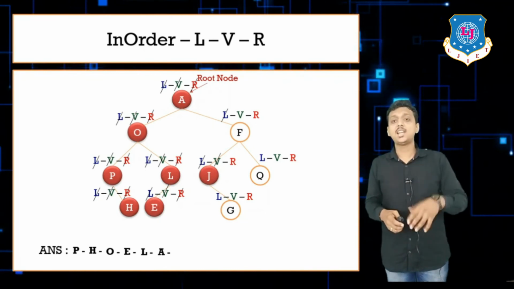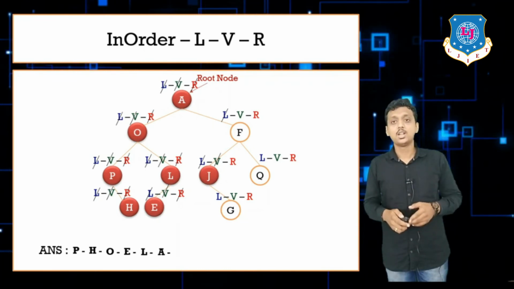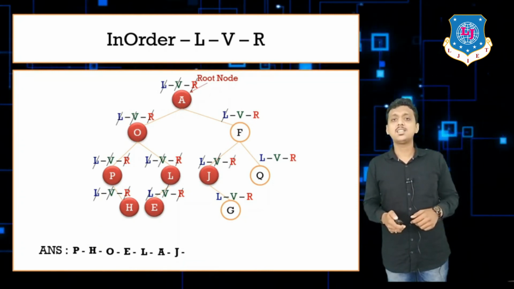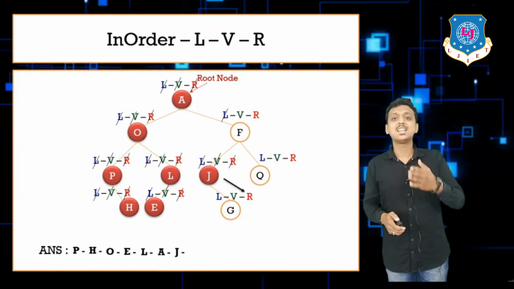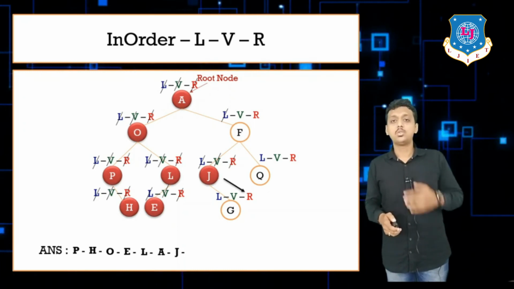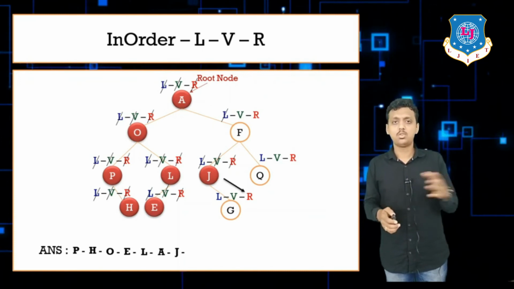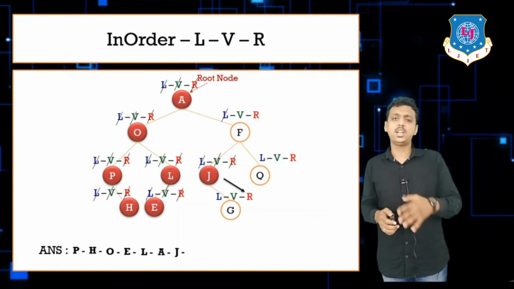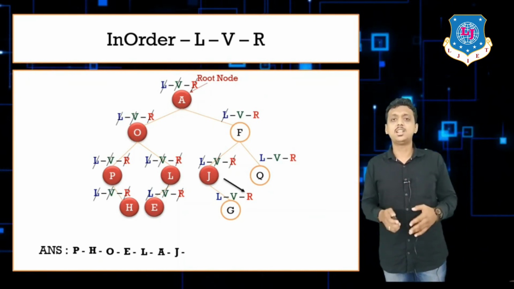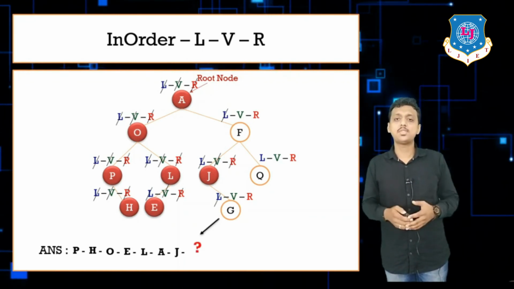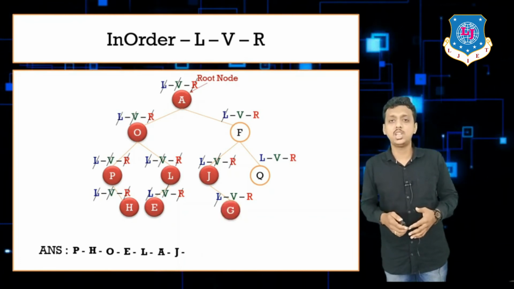Fine. Now the next is R. Okay, that means cut R, move towards the right side of J, that is G. Fine. So now we are on G. G is a leaf node, same as H and D. You know that G is a leaf node, so that means there is no left side. So just perform the visit operation over G.